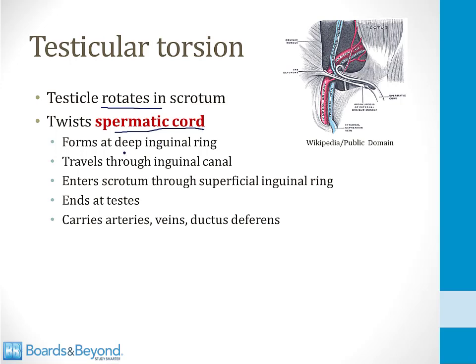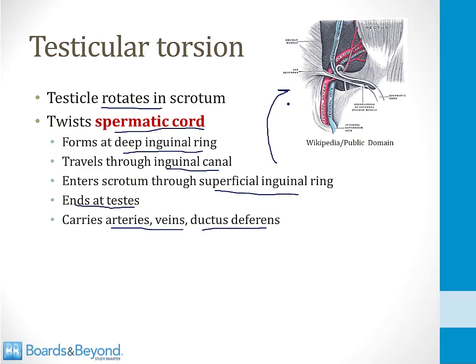So the spermatic cord forms at the deep inguinal ring and travels through the inguinal canal and enters the scrotum through the superficial inguinal ring and ends at the testes. And inside the cord, you can find arteries, veins, and also the ductus deferens. And I talk about the spermatic cord in the GI video on hernias because defects in the inguinal ring can lead to certain types of inguinal hernias.